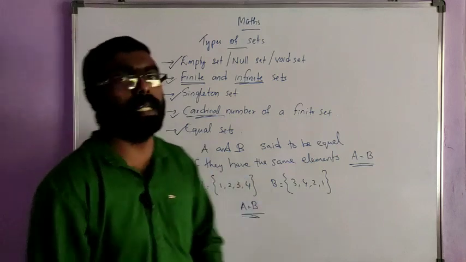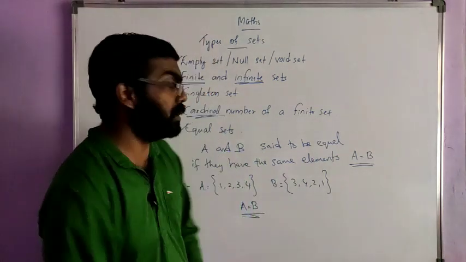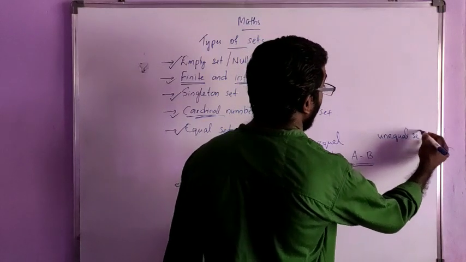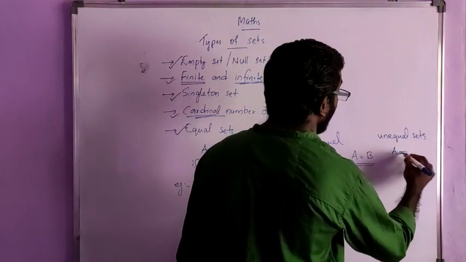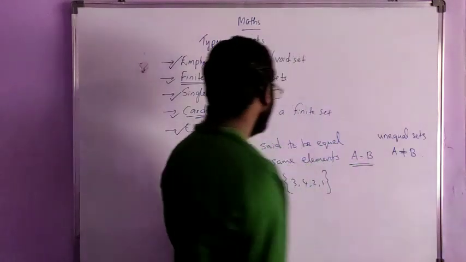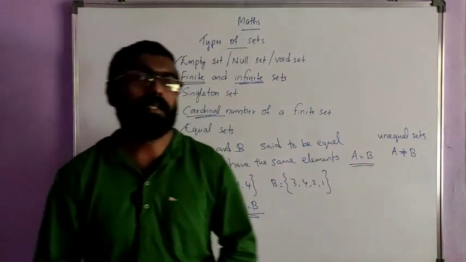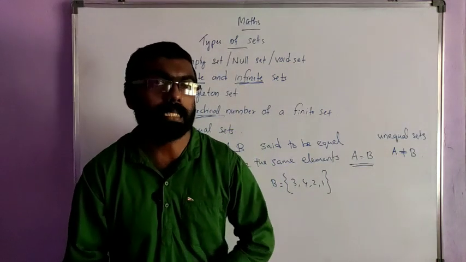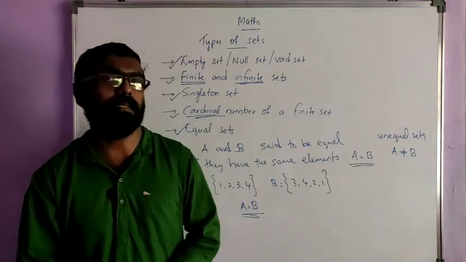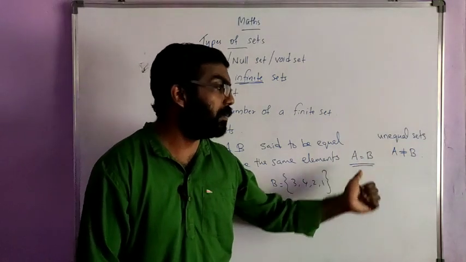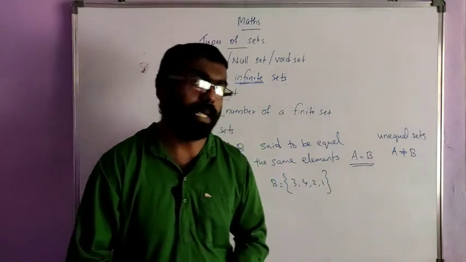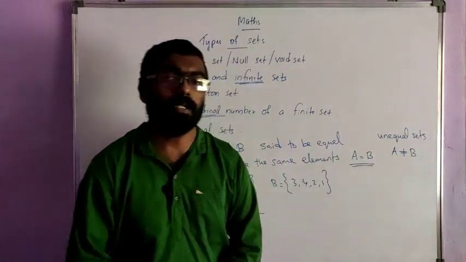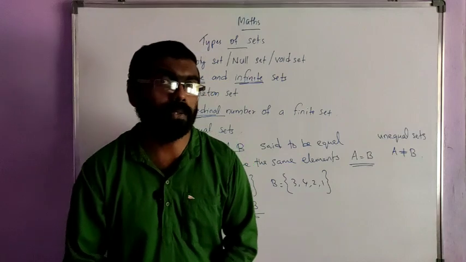Otherwise the sets are called unequal sets, and we write A ≠ B. I repeat, two sets A and B are said to be equal if they have exactly the same elements, and we write A = B. Otherwise the sets are said to be unequal, and we write A ≠ B. Understood? Shall we discuss exercise 1.2?